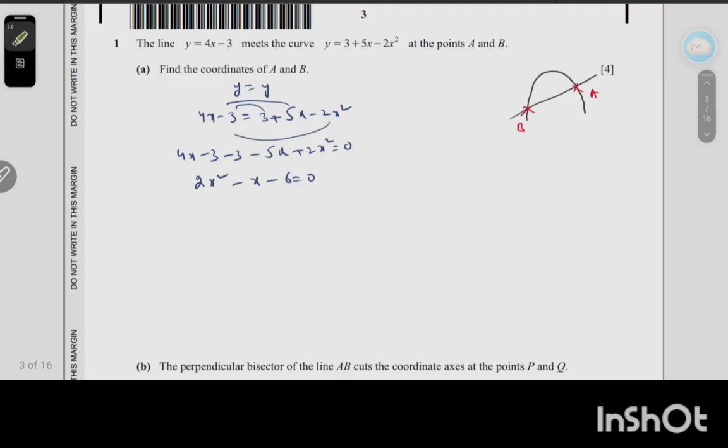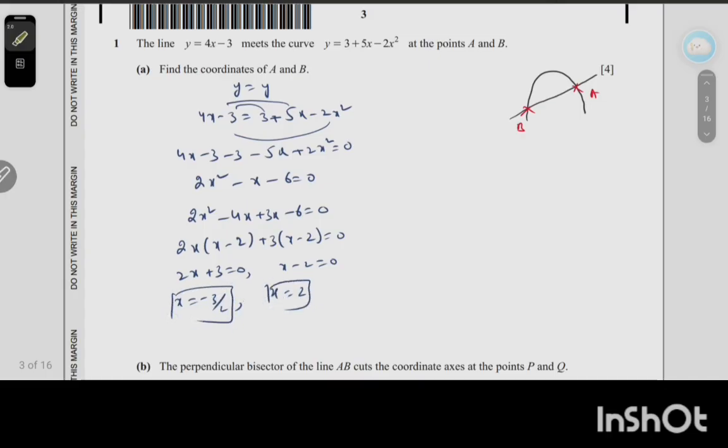Okay dear friends, now we will have to break it. How do we break it? By using midterm break. 2x square minus 4x plus 3x minus 6 equal to 0. Here 2x is common, x minus 2, plus 3 common, x minus 2. So 2x plus 3 equal to 0, x minus 2 equal to 0, x equal to minus 3 by 2, and x equal to 2.